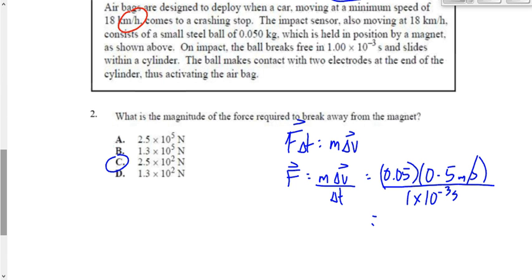At D? I think D's wrong. What'd you do? That exact thing.